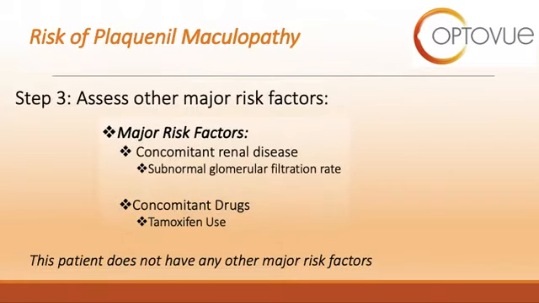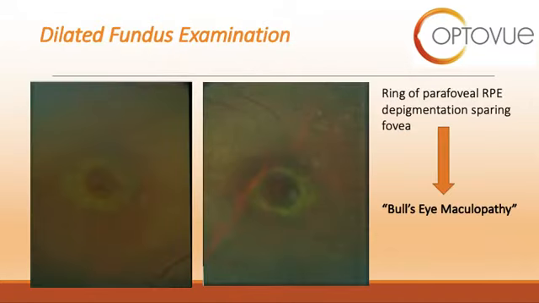The other risk factors that we want to look at are, does she have any other concomitant diseases? So does she have renal disease? No. Is she taking tamoxifen? No. So her major risk factors were her dosage and her duration of use. When we look at her fundus, based on her symptomatology and her risk factors, we're expecting to see maculopathy.